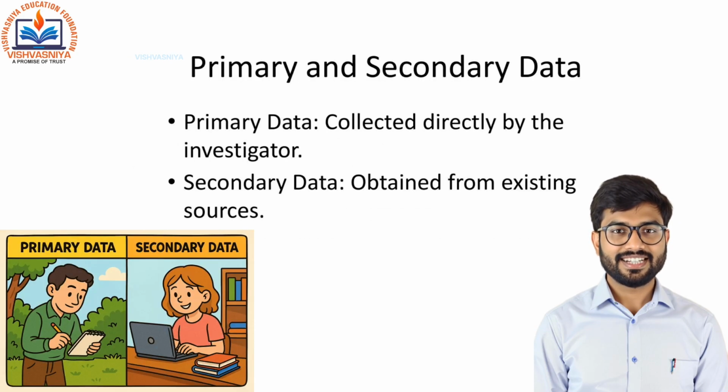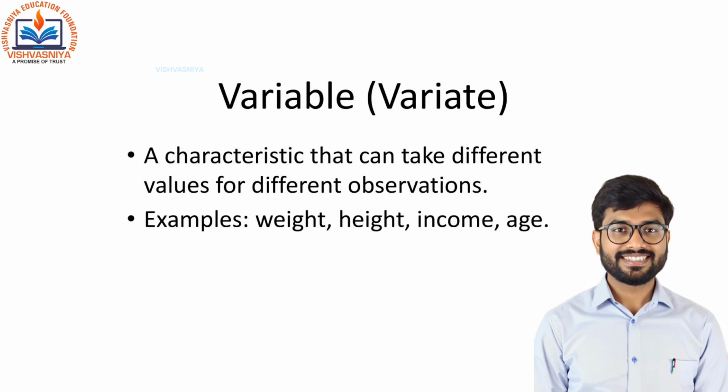Let us begin with some useful terms. Primary data means data collected directly by the investigator. Secondary data means data taken from some existing source. A variable is any characteristic that can take different values such as weight, height, income, or age.